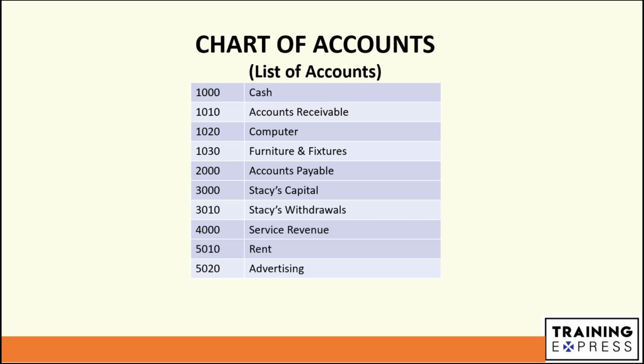Before we start our discussion about general ledger and trial balance in detail, let's have a look at chart of accounts. Chart of accounts is nothing but a list of accounts appearing in our accounting books. These accounts are given a specific account number.